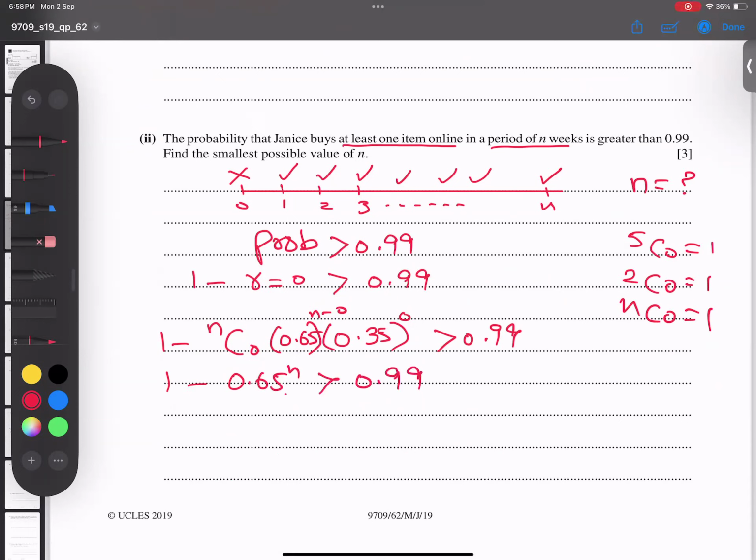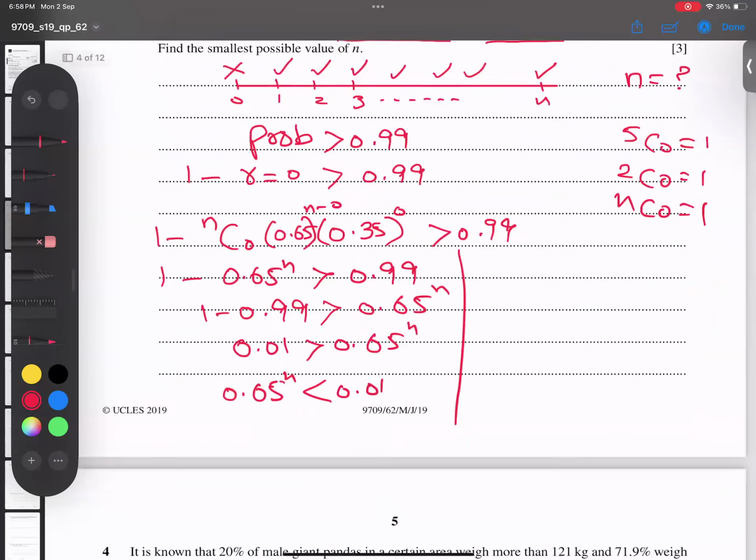So I will bring this part here and 0.99 and bring it on the left hand side. 1 minus 0.99 is more than 0.65 to power n. So student, this is actually 0.01 bigger than 0.65 to power n. If I switch it, from this side, the mouth is closed. You can see this is a less than from this end. So if I switch it, 0.65 to power n, I must write like this.